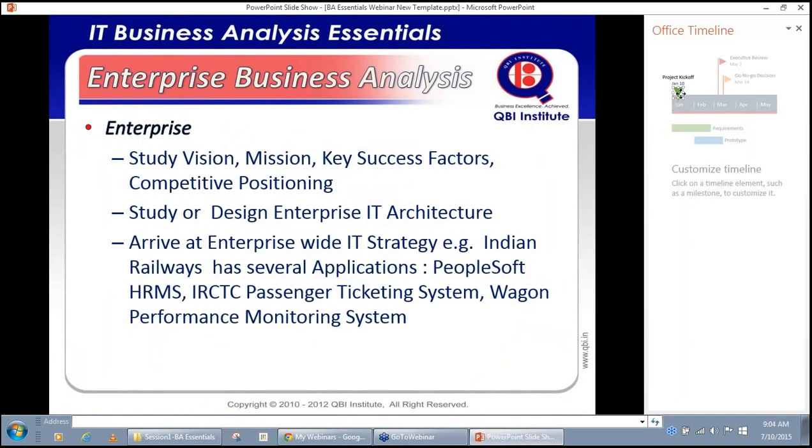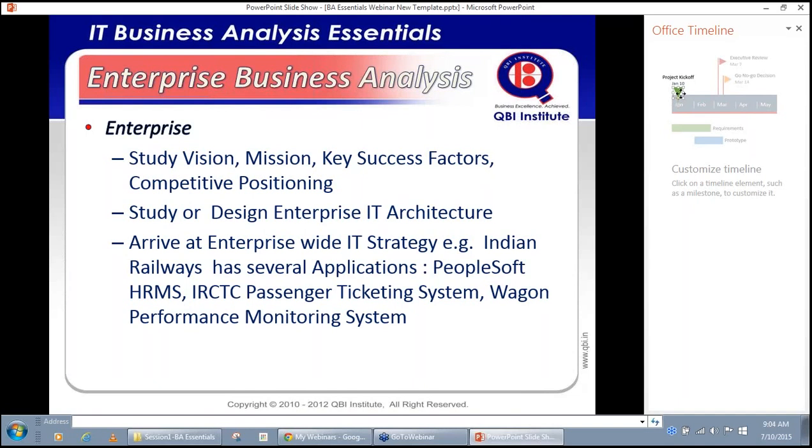Then comes enterprise business analysis. You see, your project is part of an enterprise. So here you need to ensure that the projects which you choose are the priority projects for the enterprise. The project's objectives are in alignment with the larger goals of the enterprise. This activity is known as the enterprise IT analysis or enterprise IT business analysis activity.